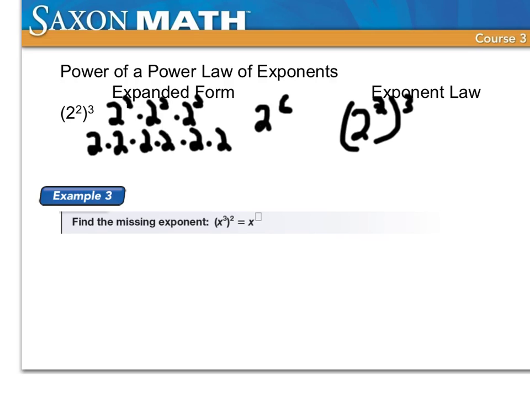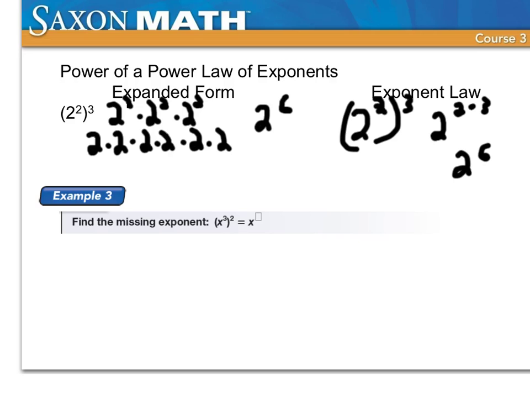Okay, so what did we do with our exponents here? How do I go from 2 and 3 to get 6? I multiply them together. Okay, so 2 squared to the third power is the same as 2 to the 2 times 3 power, which is 2 to the 6th. So our power of a power law states that when we have a power raised to an exponent like this, we multiply their exponents together. Okay, let's try this in example number 3.